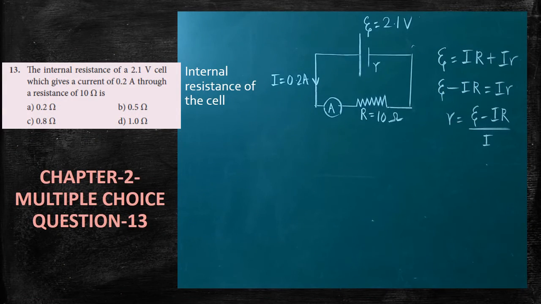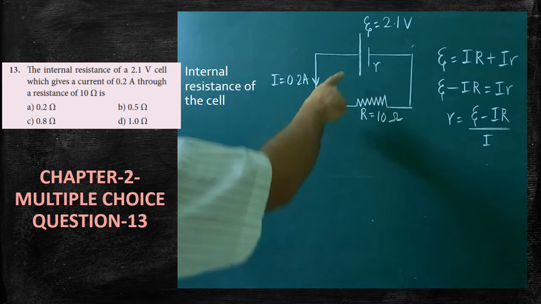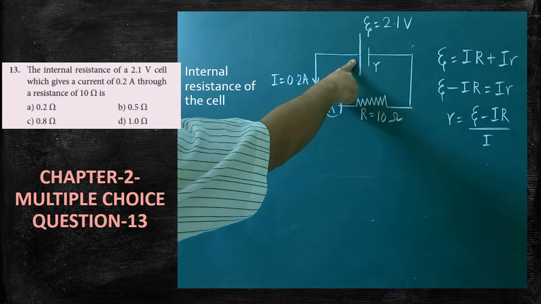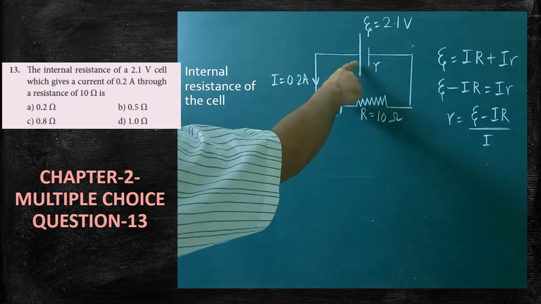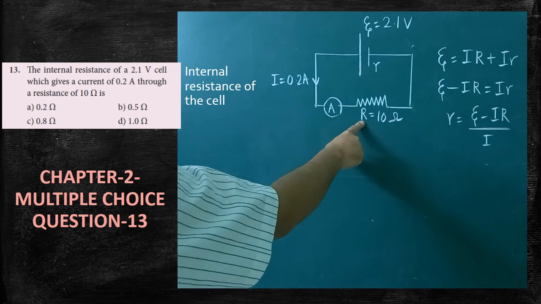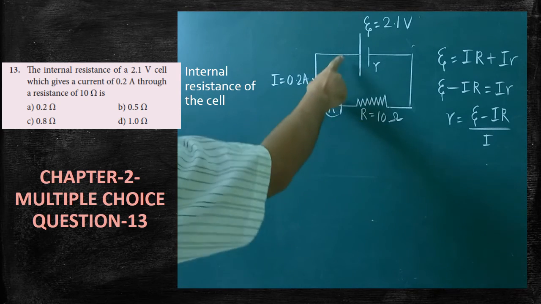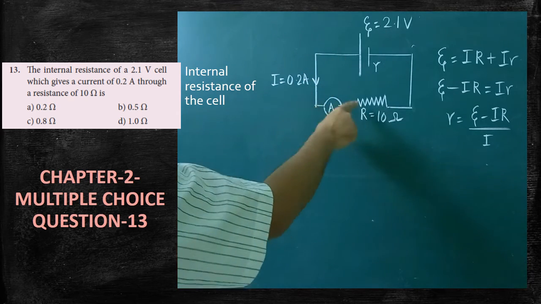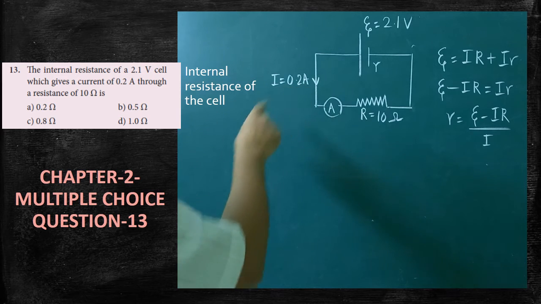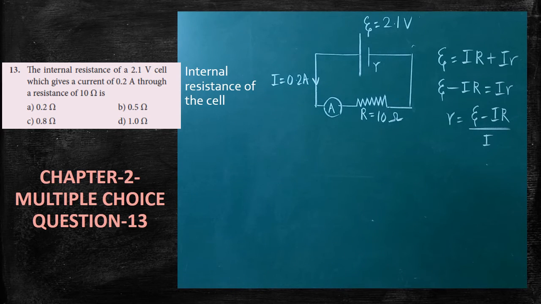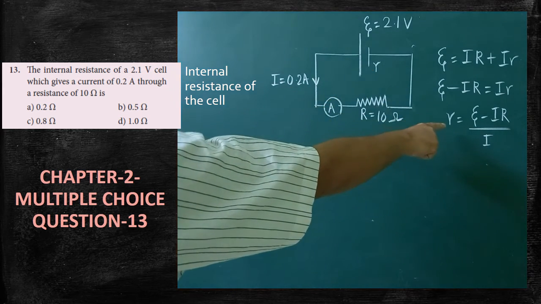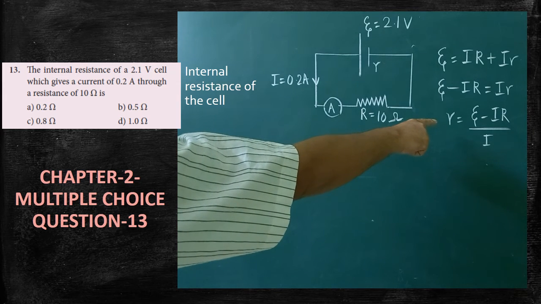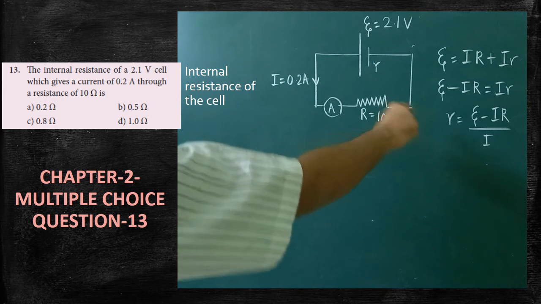Now we are going to solve the 13th problem in chapter 2, multiple choice question. Here the EMF of the cell is given. The EMF of the cell is 2.1 volt. The cell is connected with the external resistance 10 ohm. The current passing through the resistance is 0.2 ampere. To calculate the internal resistance, the formula is already derived with the help of the theory knowledge.